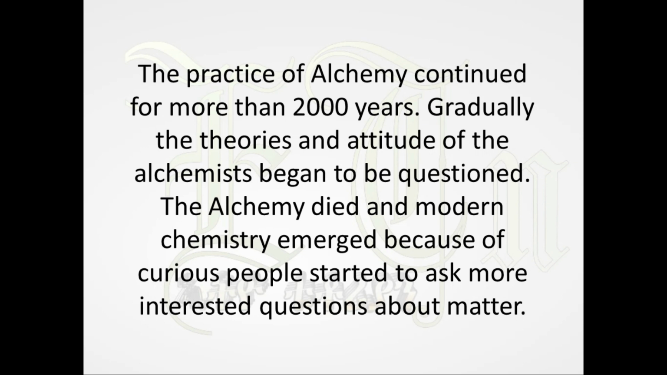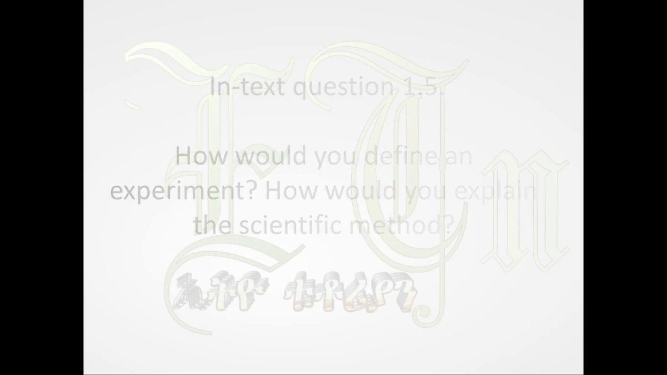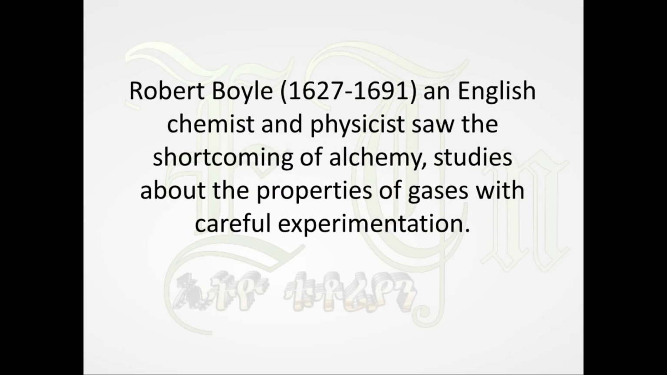Gradually the theories and attitude of the alchemists began to be questioned. The alchemy died and modern chemistry emerged because curious people started to ask more interesting questions about matter. In-text question 1.5. How would you define an experiment? How would you explain the scientific method? Robert Boyle, 1627–1691, an English chemist and physicist, saw the shortcoming of alchemy.